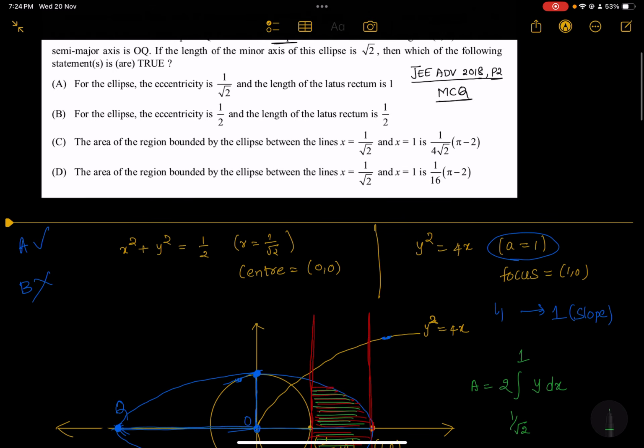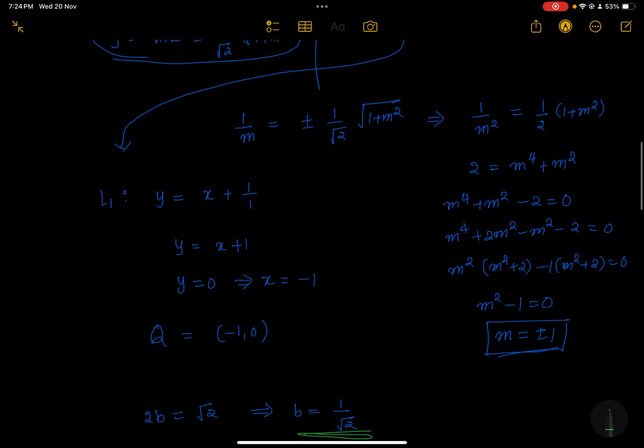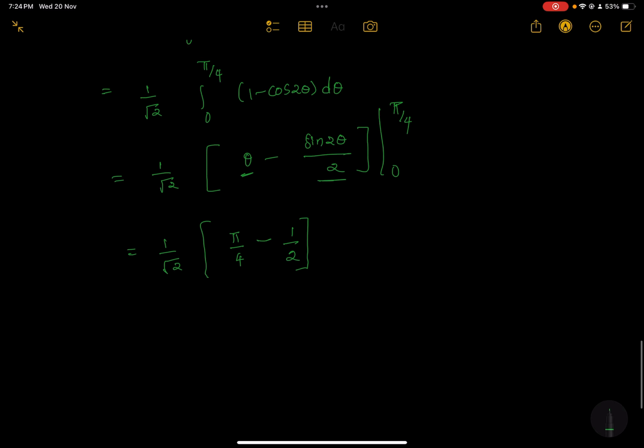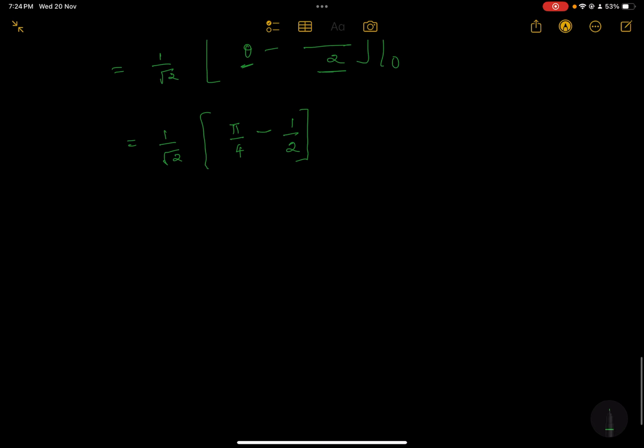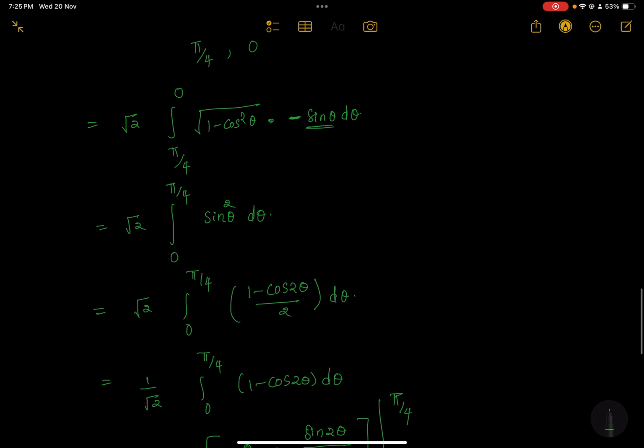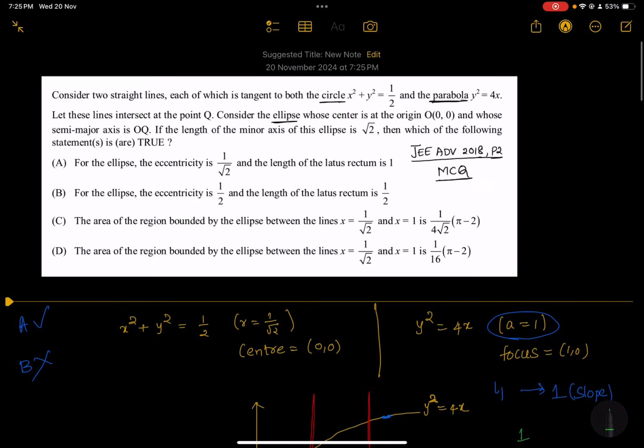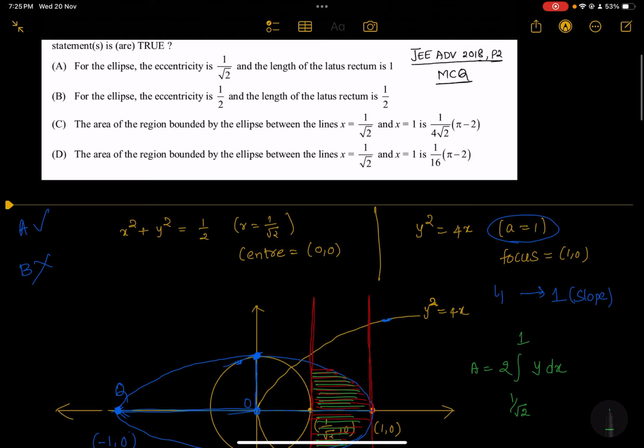So let us go through the options. It is given in terms of pi minus 2. So let us simplify this further. So 1 by root 2, LCM 4, so pi minus 2. So 1 by 4 root 2 into pi minus 2. So that is option C. So option C is correct. Option D is incorrect. So the answer is A and C.